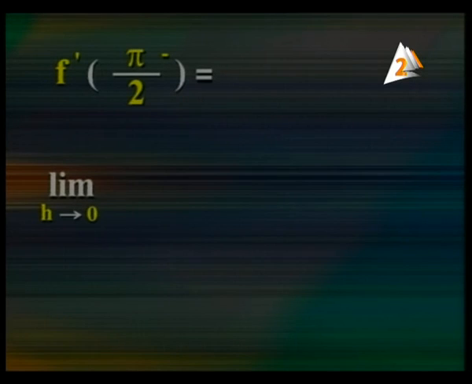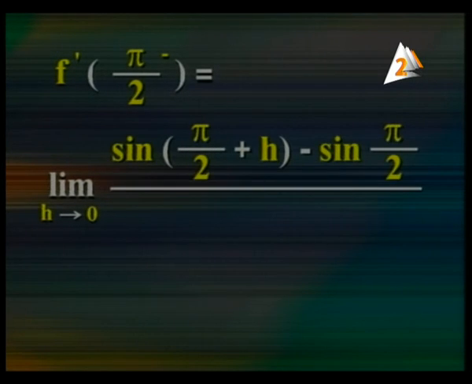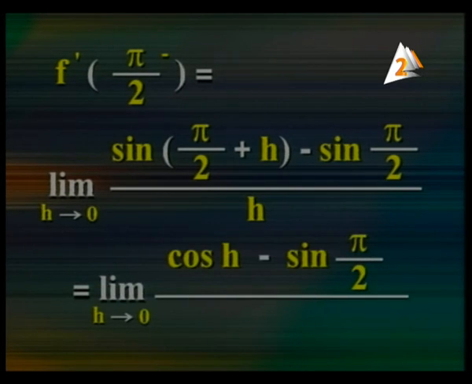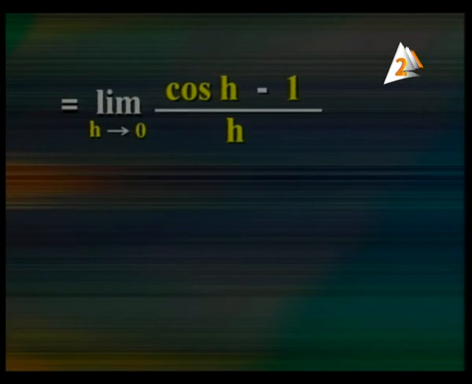f dash of pi over 2 negative equals the limit when h tends to 0 of sine of pi over 2 plus h minus sine pi over 2, over h. Remember, sine of pi over 2 plus h equals cosine h. Therefore, the limit of cosine h minus 1 over h when h tends to 0.